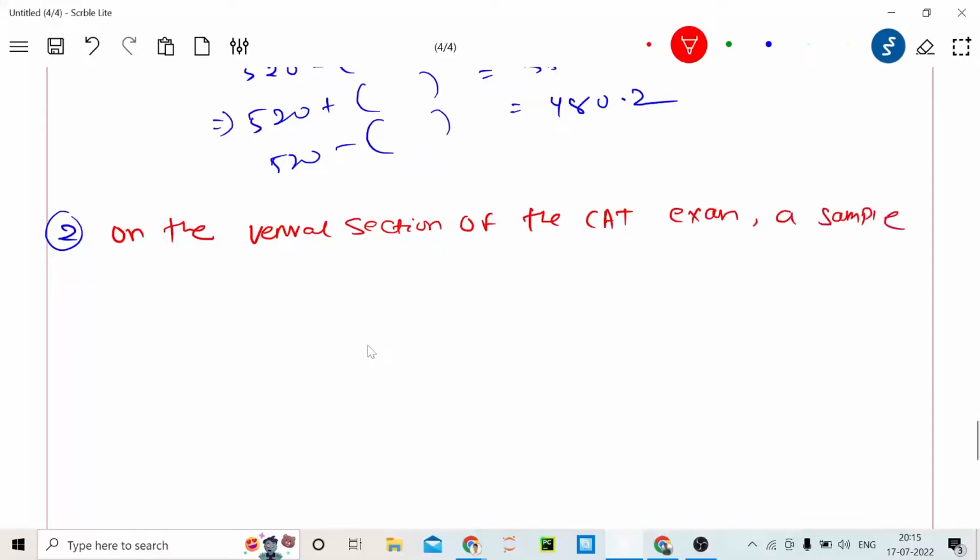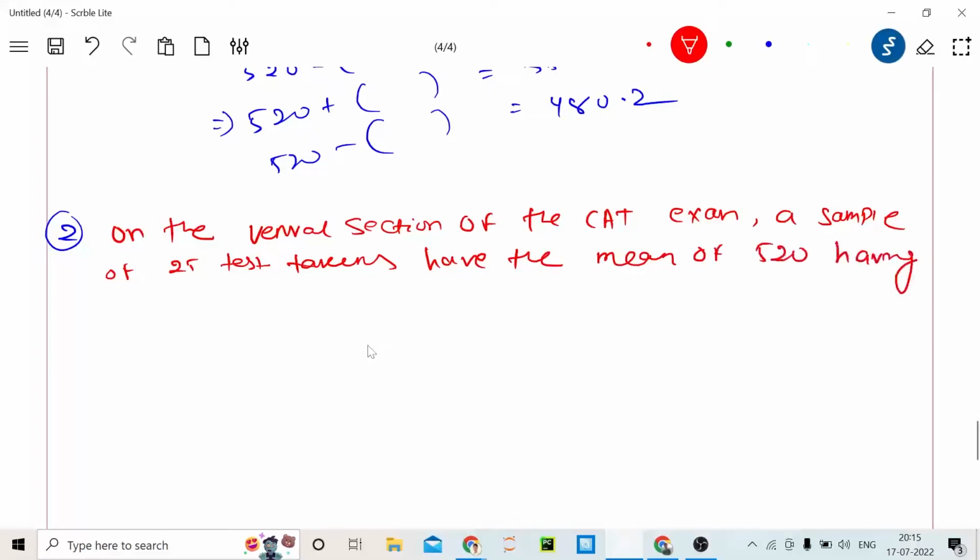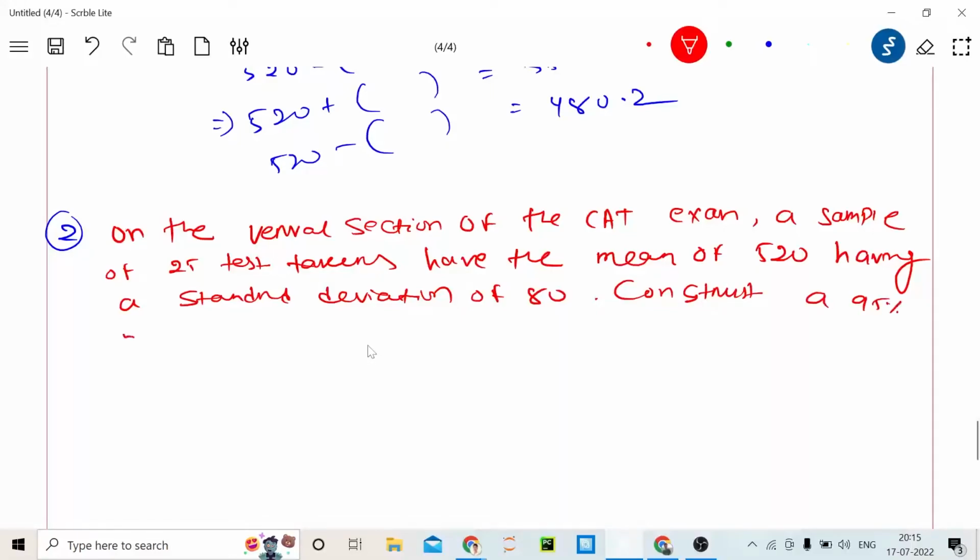a sample of 25 test takers have a mean of 520, having a standard deviation of 80. Then the question says: construct a 95% confidence interval about the mean.